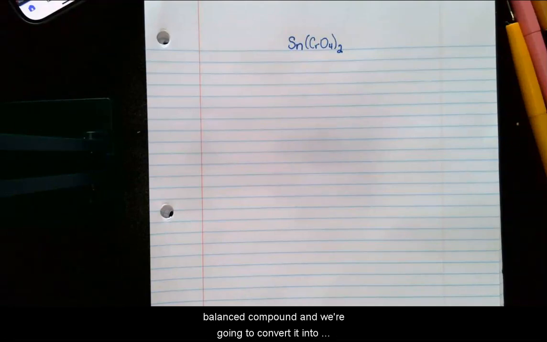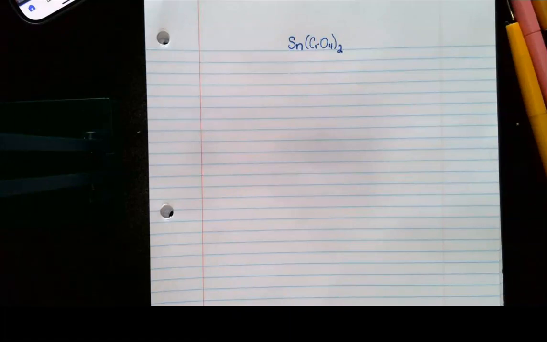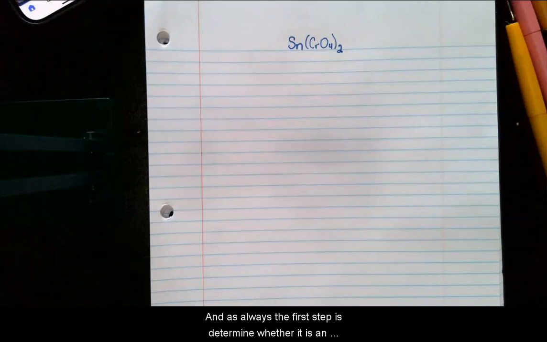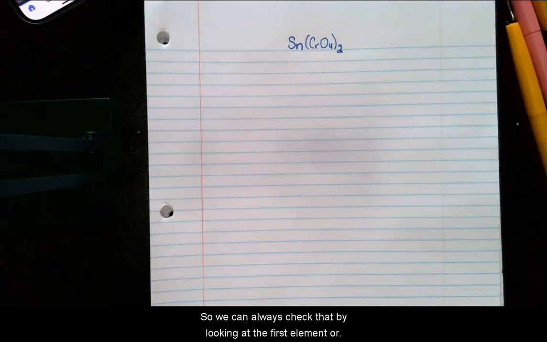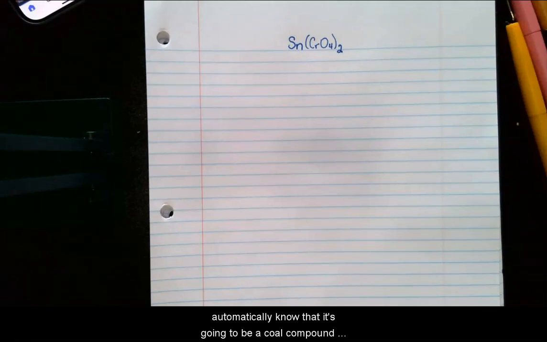Today we're taking a balanced compound and we're going to convert it into its proper name. And as always, the first step is to determine whether it is an ionic compound or a covalent compound. Remember, the difference is that an ionic compound is a metal plus a nonmetal, whereas a covalent compound is two nonmetals. We can always check that by looking at the first element, or if it's a polyatomic like ammonium, you automatically know that it's going to be an ionic compound.